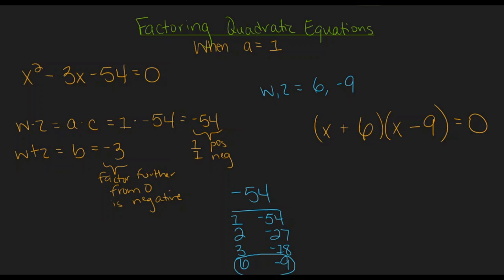You can double check your work using the FOIL method. Also, if you'd like any help with creating a factor tree like we did with negative 54, I have a video on that as well, so please check it out.